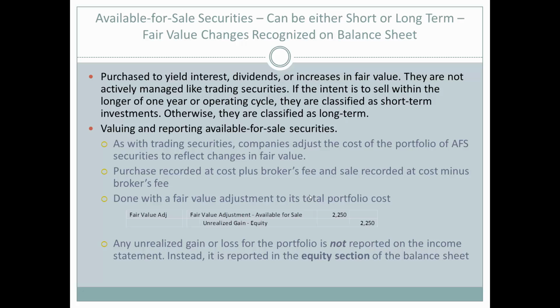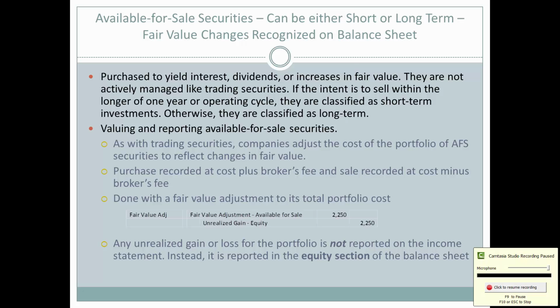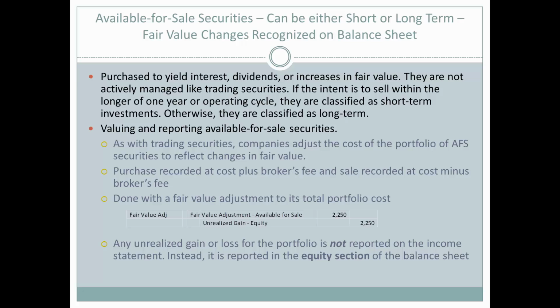If the intent is to sell within the longer period of 1 year or the operating cycle, they would be classified as short-term. Otherwise, they're classified as long-term. So trading securities, which is the one that we looked at previously, those are always short-term, but available for sale could either be long-term or short-term.